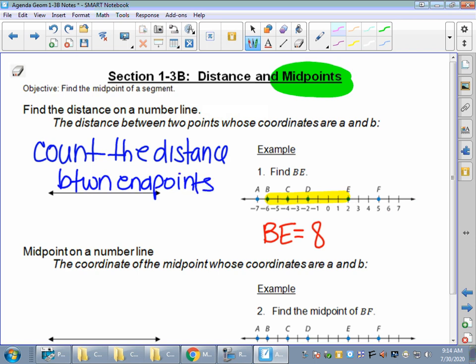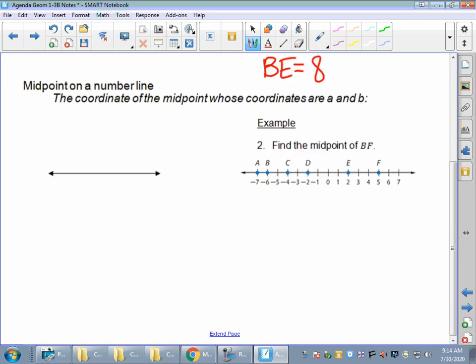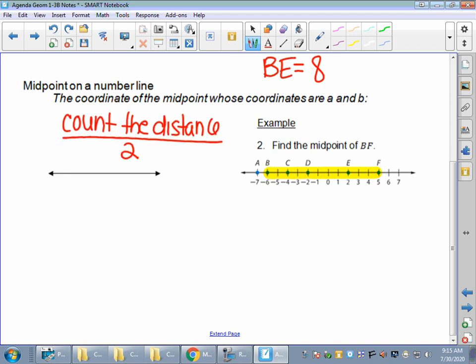Midpoint on a number line gets a little bit trickier because people forget to do the last step. So the midpoint on a number line, if I want to find the midpoint of segment BF, so I'm going to highlight BF like I did before. So here's B to F. I want to know what the midpoint is. That one's a little bit harder to just count. So what we're going to do is find the distance. So count the distance. And then, since it's midpoint, we're going to divide by 2. Midpoint is the halfway point, right?